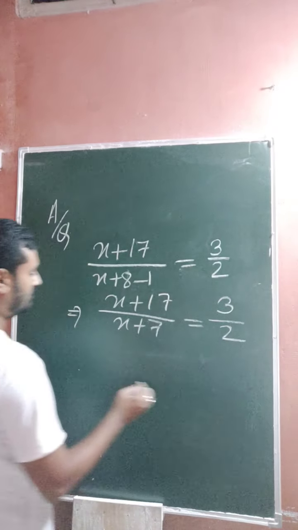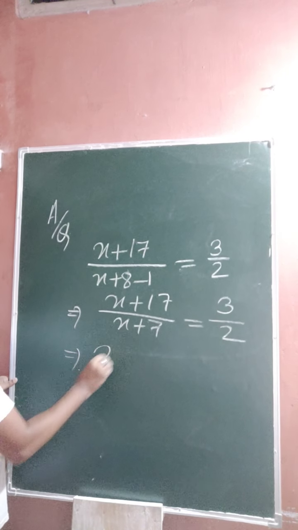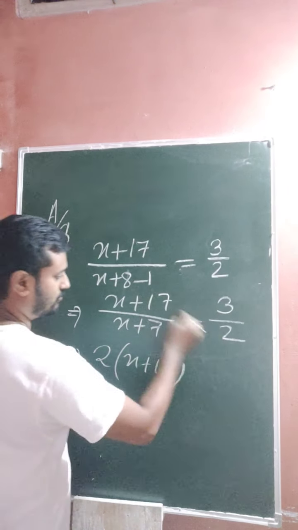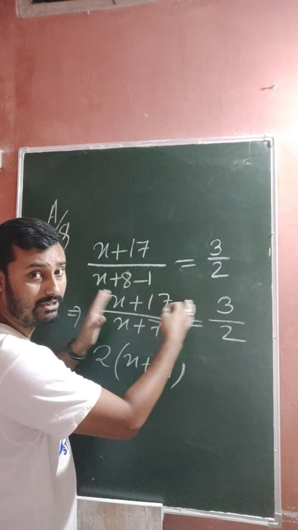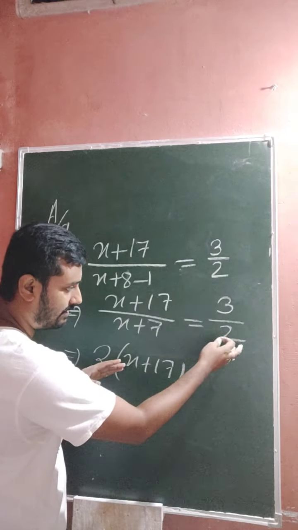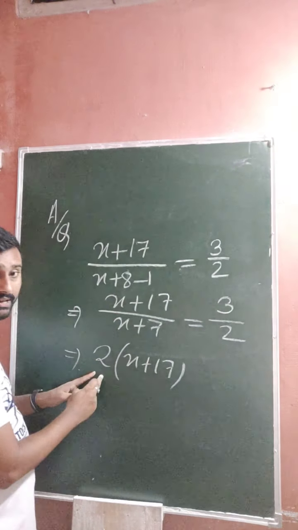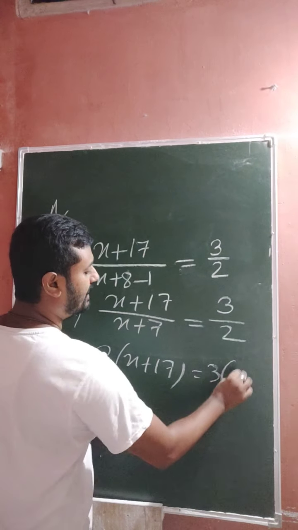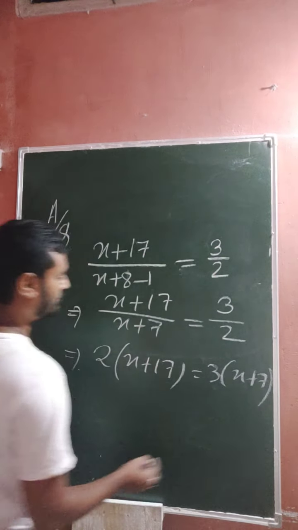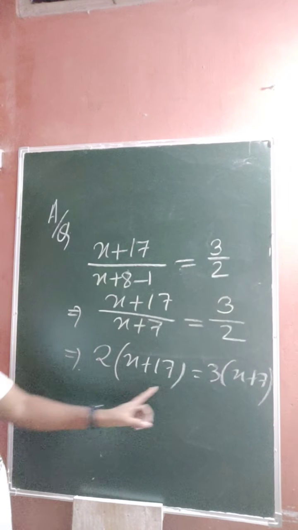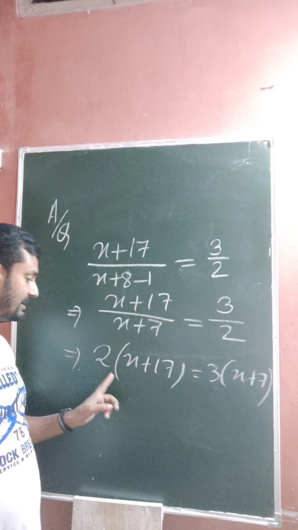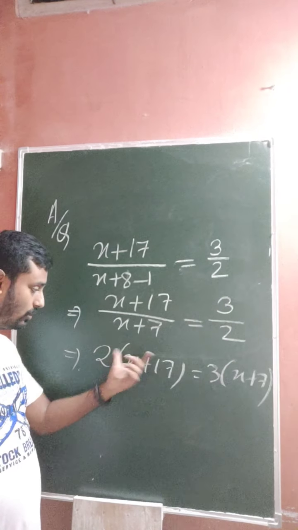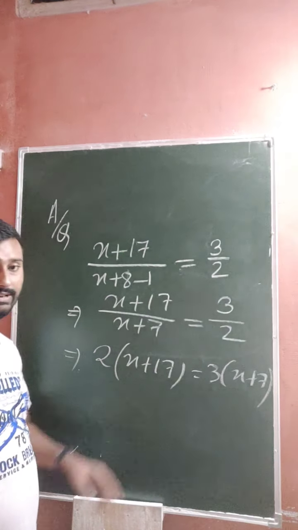Now we have to do cross multiplication. So 2 whole into x plus 17, x plus 17 into 2. We have a number, that is why we write the number in front of the bracket. Again it is 3 into x plus 7, 3 whole into x plus 7. Don't forget to give the brackets. If you do not give the brackets, then 2 will multiply only with x, not with 17. Whole into means 2 is multiplied with both x and 17.